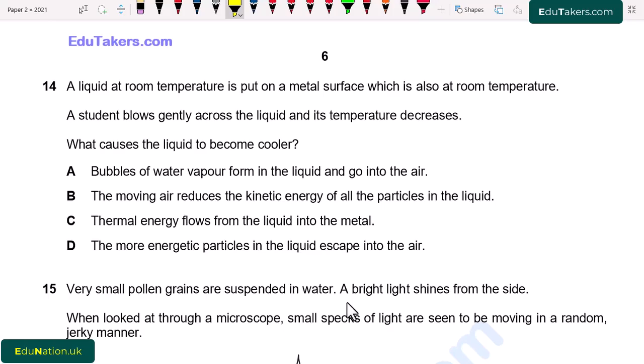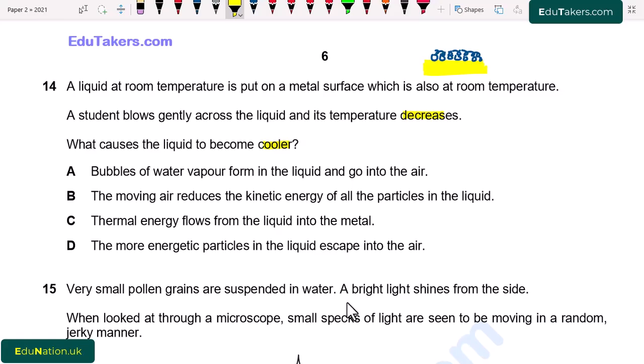Question number 14. A liquid at room temperature is put on a metal surface which is also at room temperature. So first of all, I have this metal surface and a liquid is placed over its surface. These are the molecules of this liquid. Both of these are at room temperature. A student blows gently across the liquid and its temperature decreases. What causes the liquid to become cooler? So here we have to explain the reason which causes the liquid to become cooler.